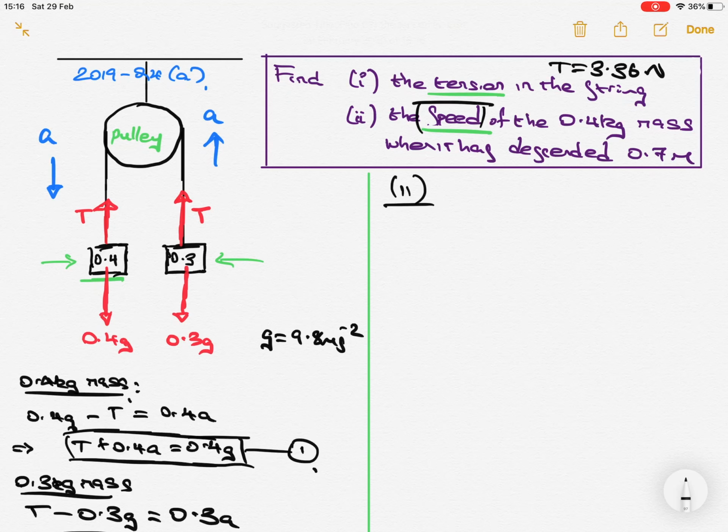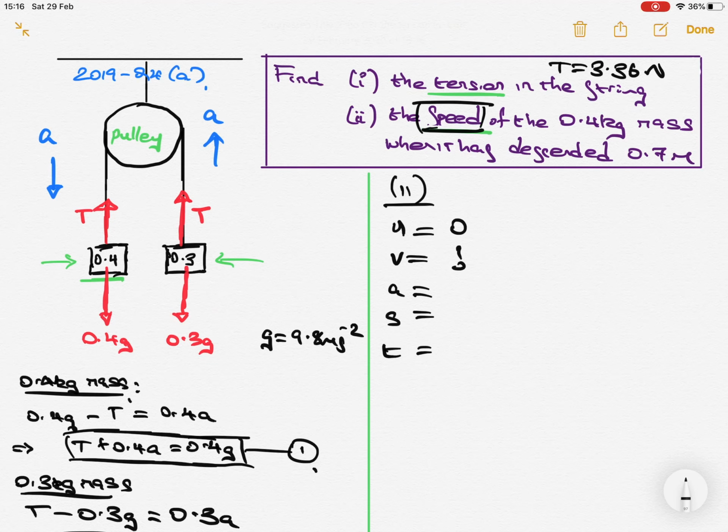And this is a UVAST problem, really. So it's UVAST from your linear motion. What we're going to do is fill in the values. What's my initial velocity of the 0.4 kilogram mass? Well, it was at rest, so the initial velocity is 0. Its final velocity is what I'm actually looking for. It's the speed after a certain point. So I'm looking for v.